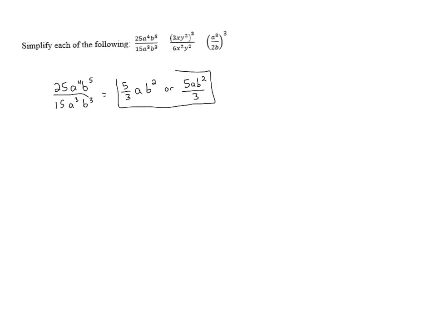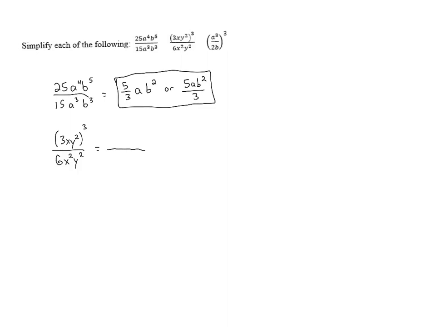The a and the b squared can either go on the outside or in the numerator. Doesn't matter either way. All right, let's look at the next one. We've got (3xy^2)^3 all over 6x^2y^2. Now the first thing we have to deal with here is this cube on the top because it needs to get distributed to everything inside the parentheses.